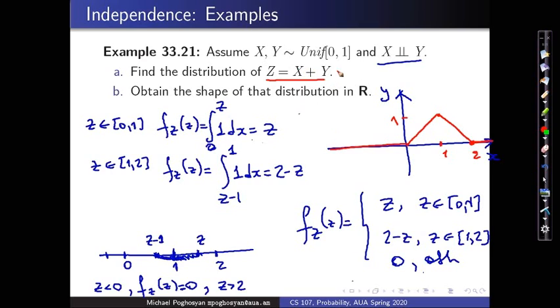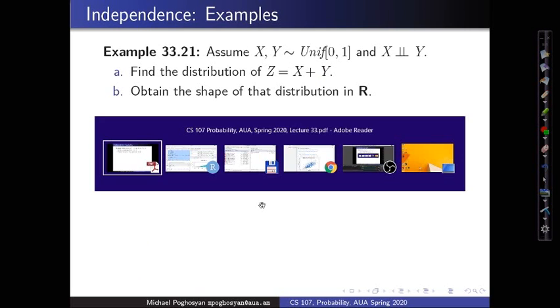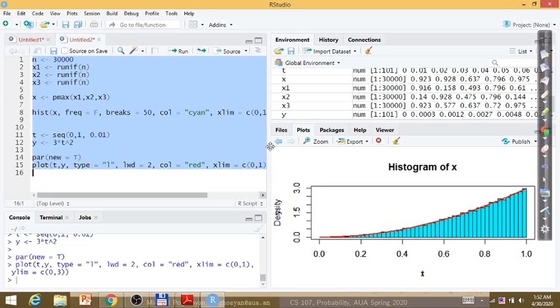You can try to do that with 3 independent uniforms, x plus y plus say t, or x plus y plus z. Okay, so the second part is to obtain the shape of the distribution in R. By the way, we can obtain the shape by using R. That will not give the function, but that will give the shape. So I'm erasing this.